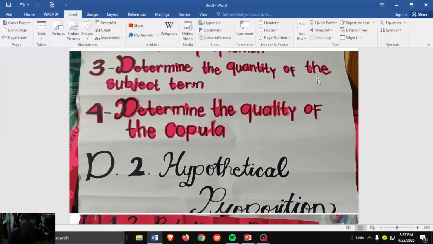To determine the quality of the copula, we also need to identify the types of categorical proposition, which is either particular or universal. So that's the same as the subject term, but here it is the quality of the copula, while in the third rule it is the quantity of the subject term. So moving on, it is the hypothetical proposition.